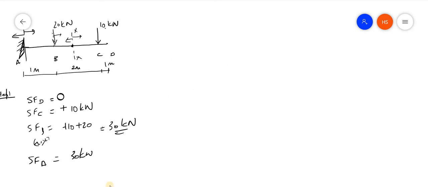So here I am taking this beam. Here we are having 10 kilonewton and here we are having 20 kilonewton. I am just drawing a baseline.